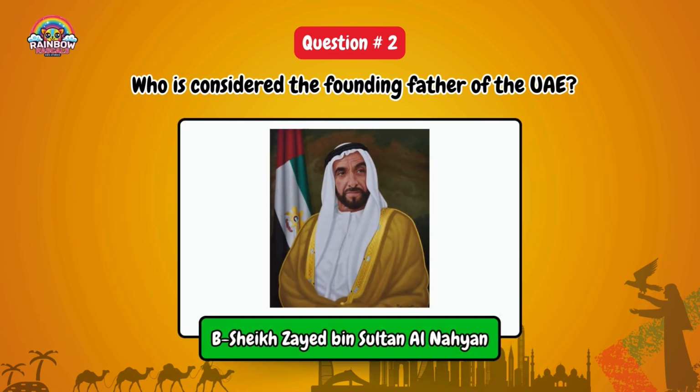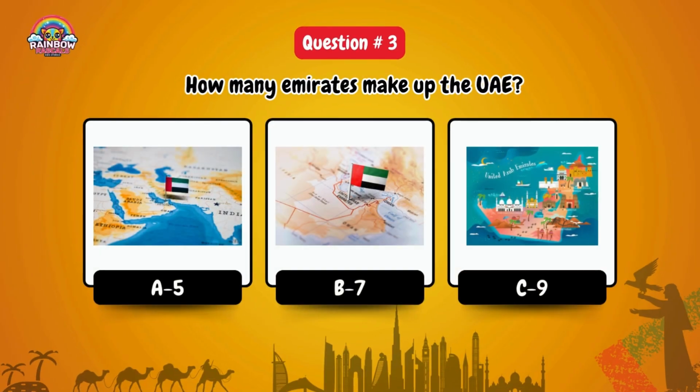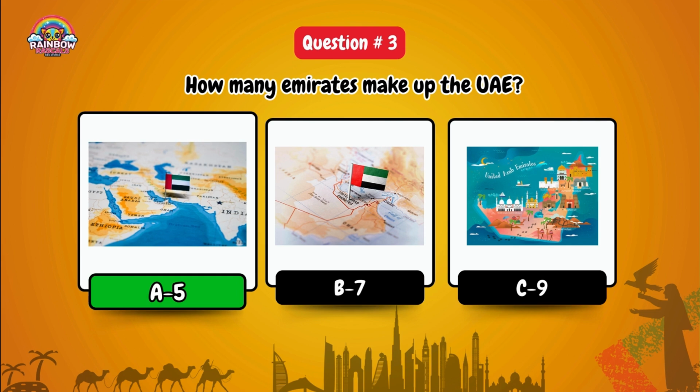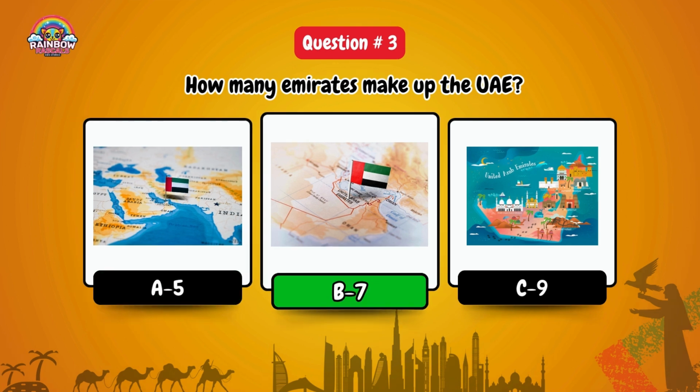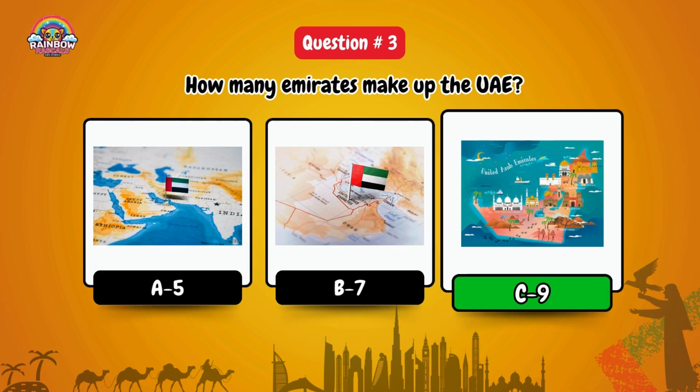The correct answer is, Sheikh Zayed bin Sultan Al Nahyan is considered the founding father of the UAE. Yay! How many emirates make up the UAE? Options: A. 5, B. 7, C. 9.